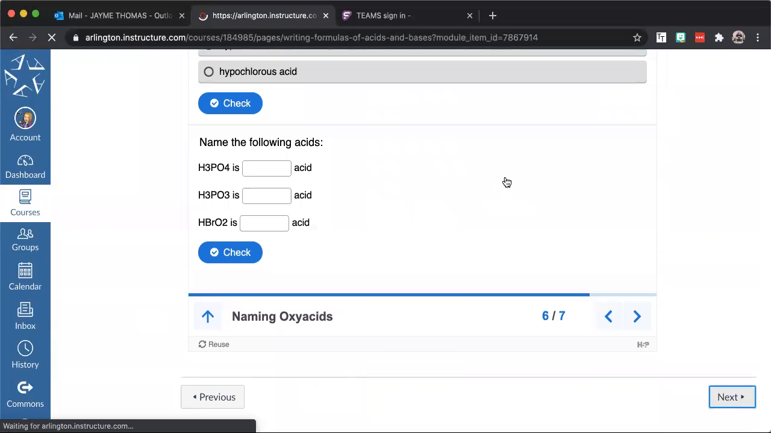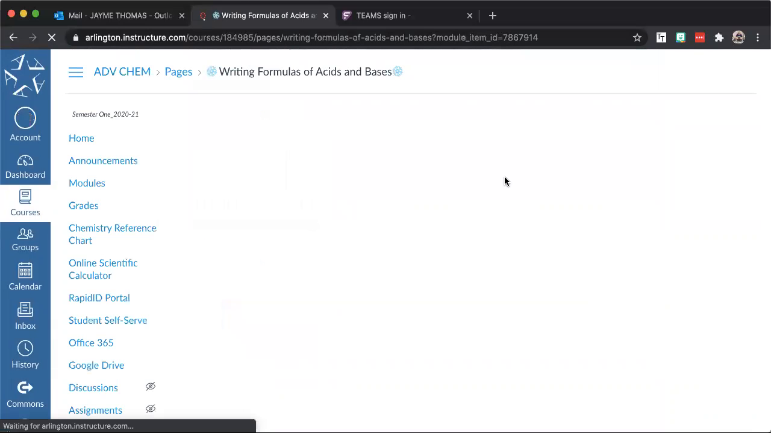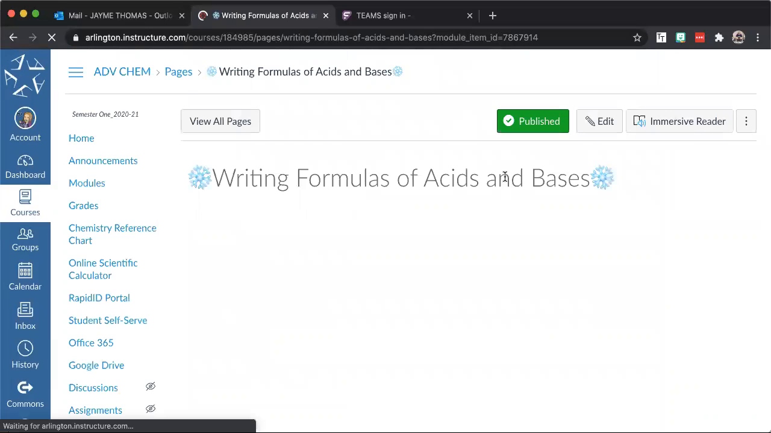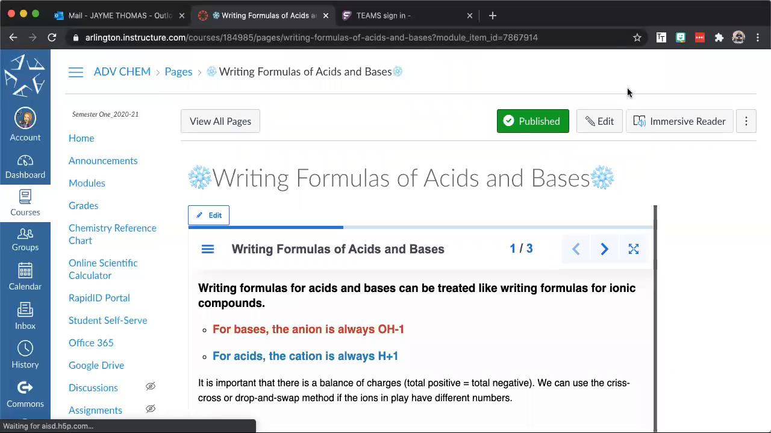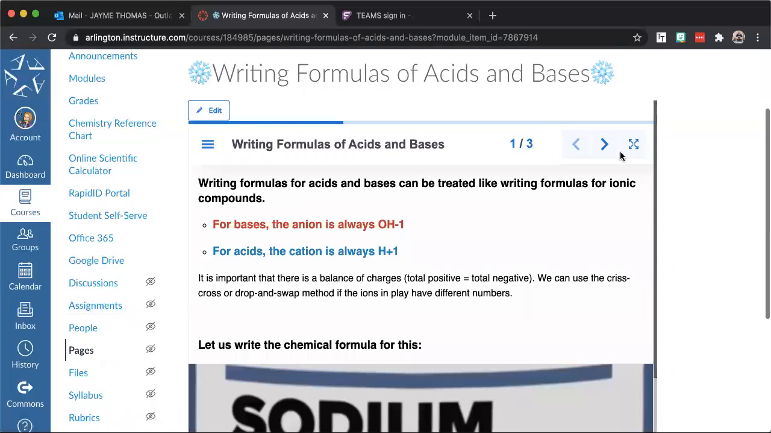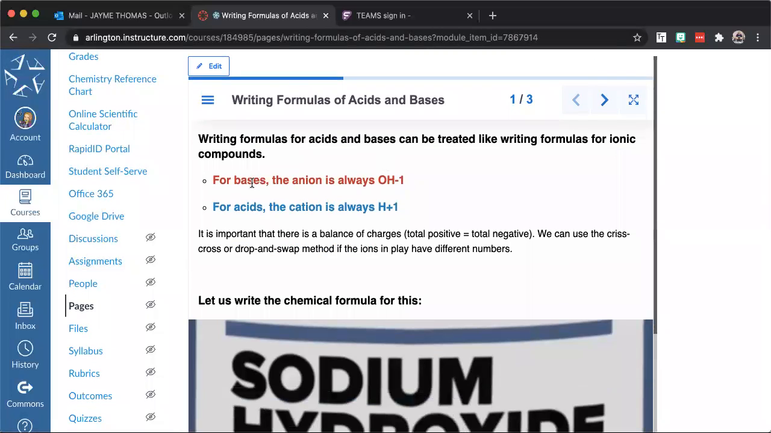For the formulas, formulas of the bases are pretty easy. You do it just like you do in the acids as well. Both of them, acids and bases, you write their formulas just like ionic compounds. The only difference that makes it a little easier is that for bases, the anion's always hydroxide. So it's always OH with a -1 charge.